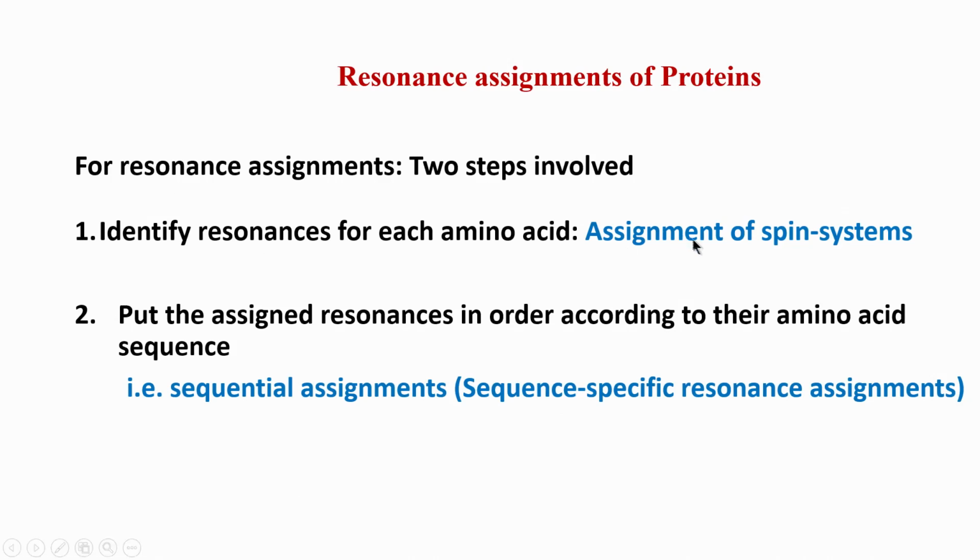So, given that the amino acid sequence was known, I knew how many glycines to expect, I knew how many alanines to expect. So, that is the first step I did, I identified the spin system. I would also write it here as identification.